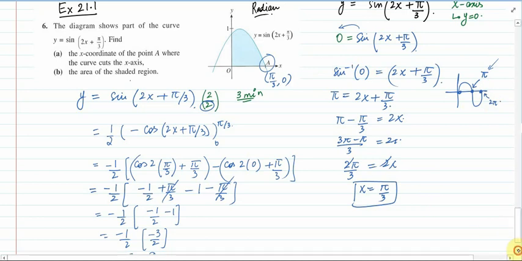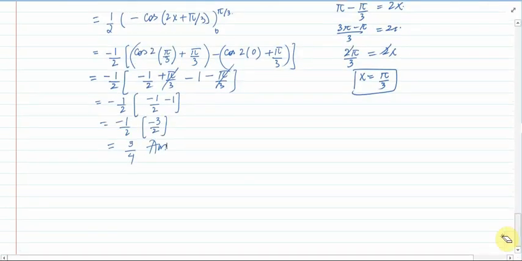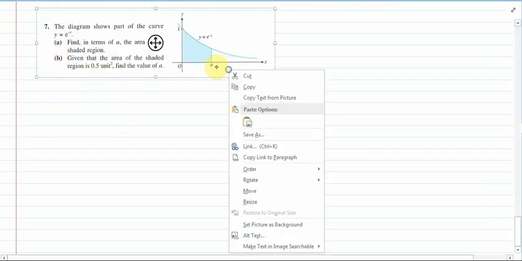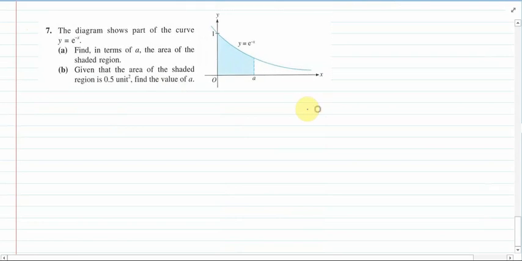moving on towards the next question. Question number 7 from the same exercise. Alright, diagram shows part of the curve y equals e to the power minus x. Find in terms of A the area of the shaded region, right? So you have the value A here, and you need to find the area of the shaded region. So first give it a try. Time is 2 minutes, and then I will explain. So start.